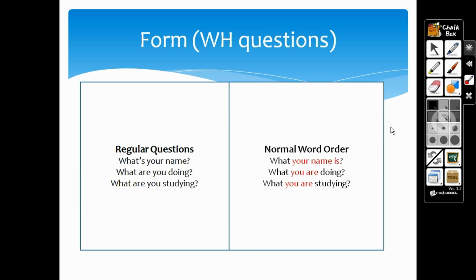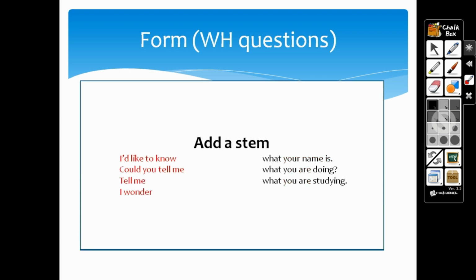To make those an embedded question, you have to change them again to normal word order. What your name is. What you are doing. What you are studying. You don't add an if or a whether. Instead, just add the stem on the beginning.